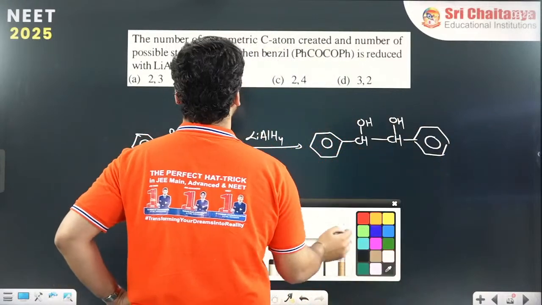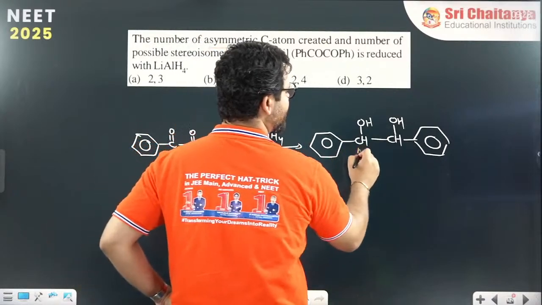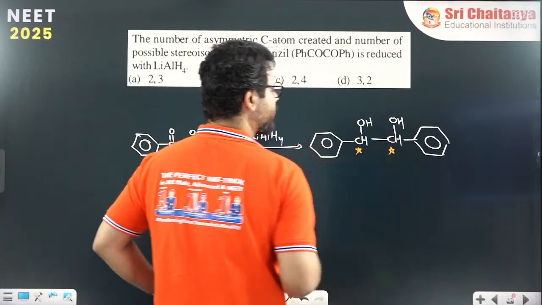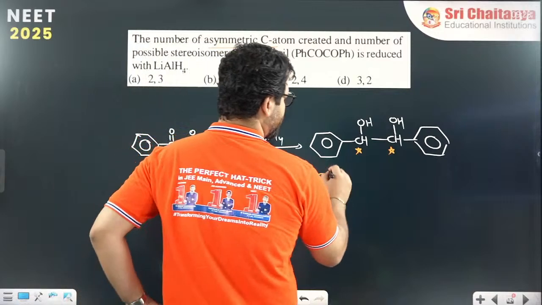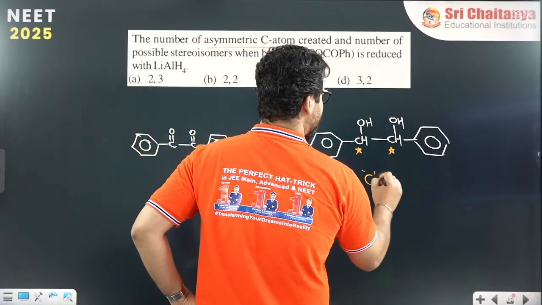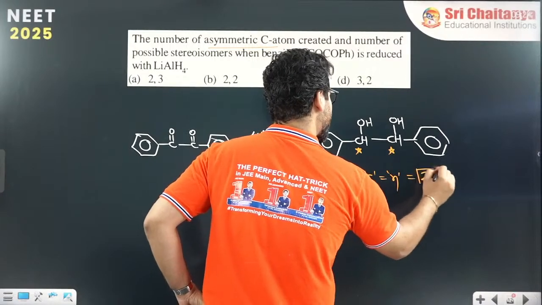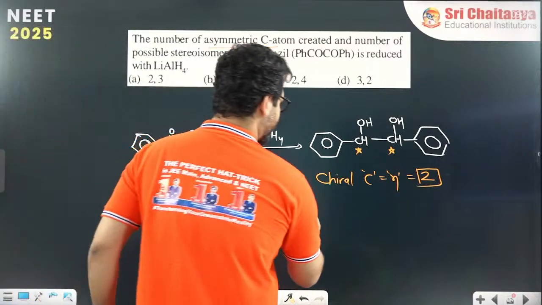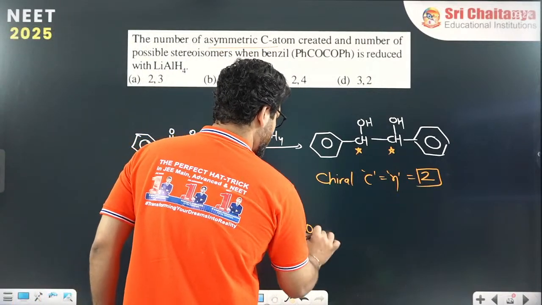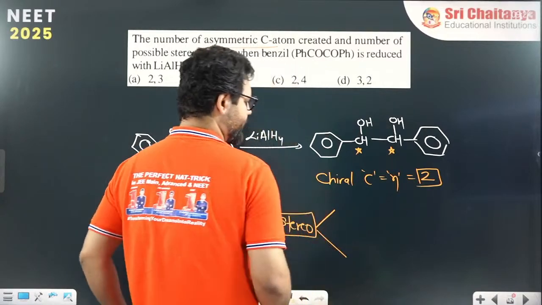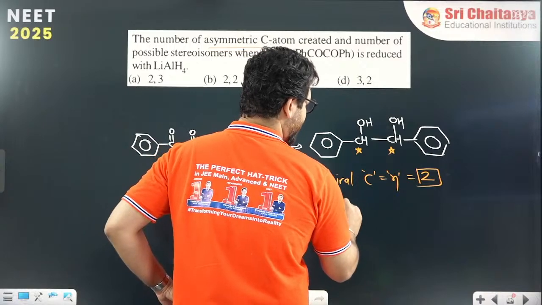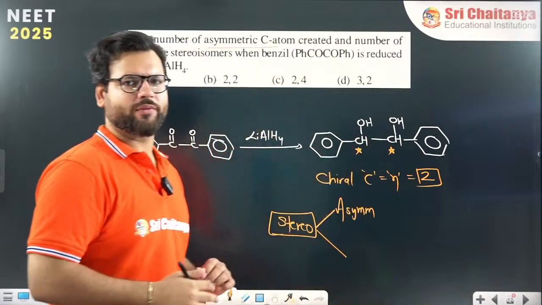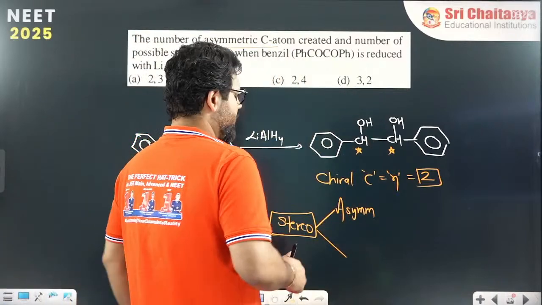So first thing is how many asymmetric or chiral carbons. This carbon is chiral, attached to 4 different groups. This carbon is chiral, attached to 4 different groups. So chiral carbons are 2. We generally call it n. n is 2. Now when n is 2, remember the formula for total number of stereoisomers. To get stereoisomers, you need to check whether the molecule is symmetrical or asymmetrical. If the molecule is asymmetrical, it means you cannot cut it into 2 equal halves. I can see that I can cut it into 2 equal halves, so it is a symmetrical one.